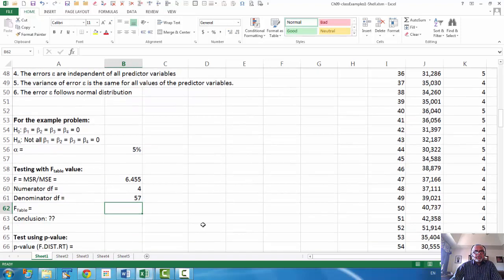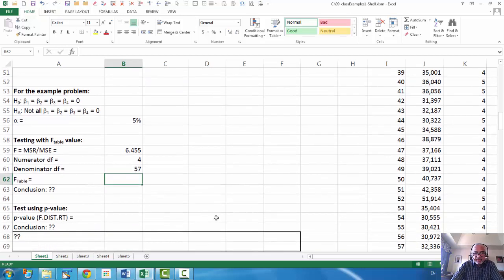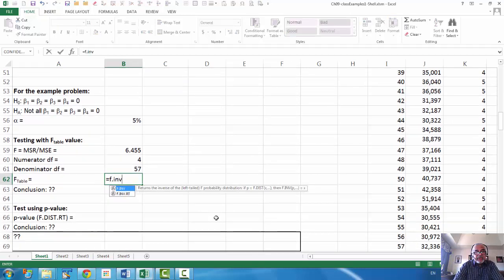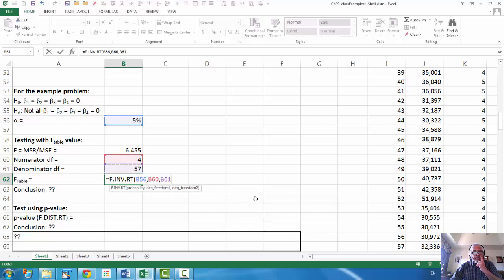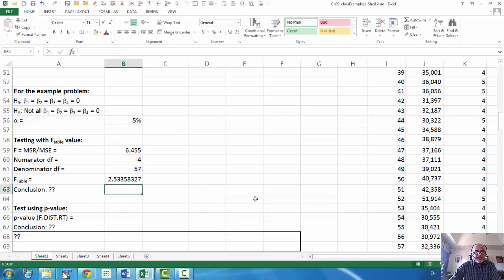Okay. So now we can do an F table. F table is f.inv.rt. Okay. Then alpha and the 2 degrees of freedom will give us the F table value. Okay. And if our F calc is greater than that table value, then we reject. So conclusion is reject the null hypothesis. The regression is significant. Okay.